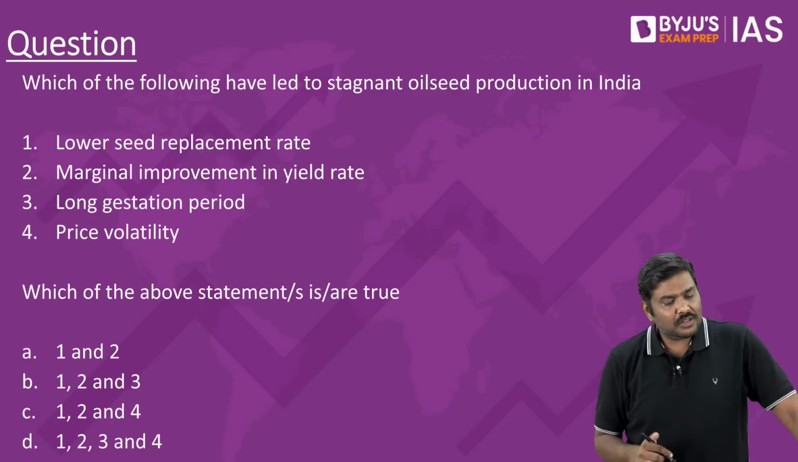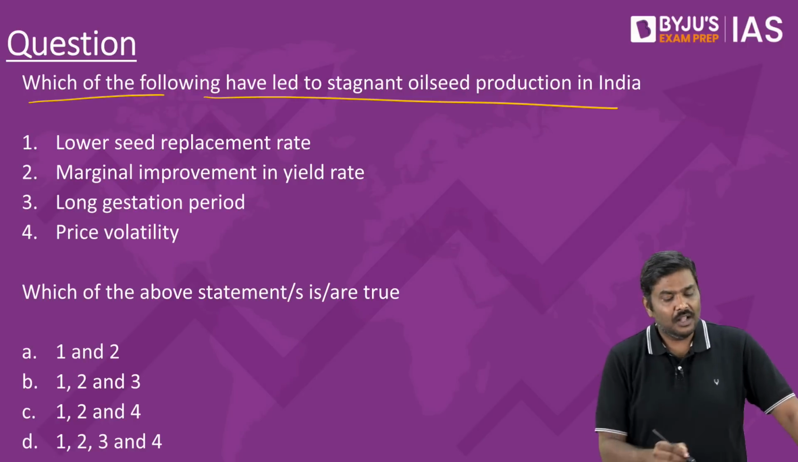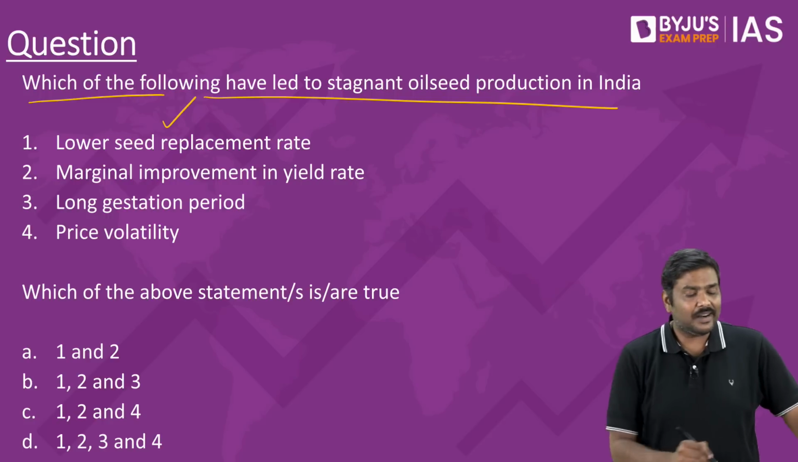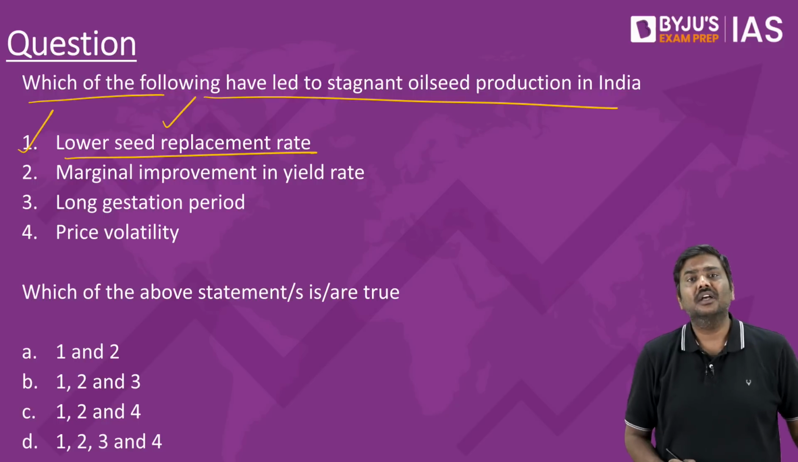Now I've given one MCQ on this. Which of the following have led to stagnant oilseed production in India? Lower seed replacement rate. Statement is correct, by the way. What do you mean by lower seed replacement rate?